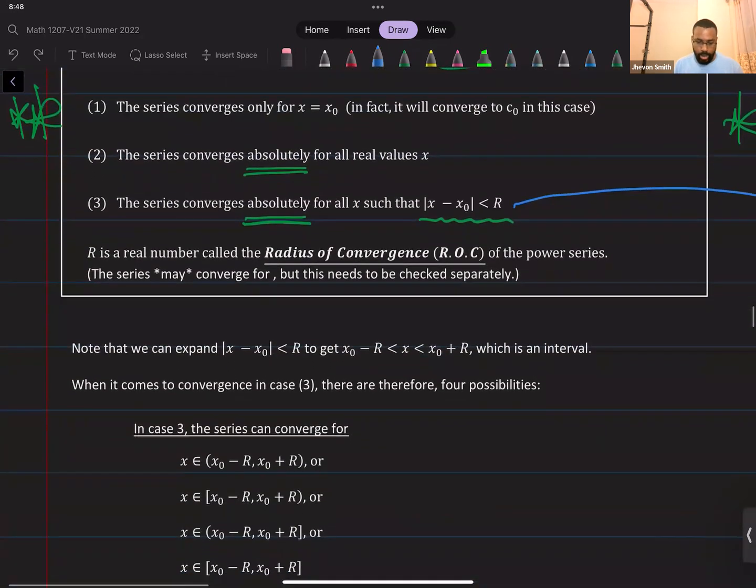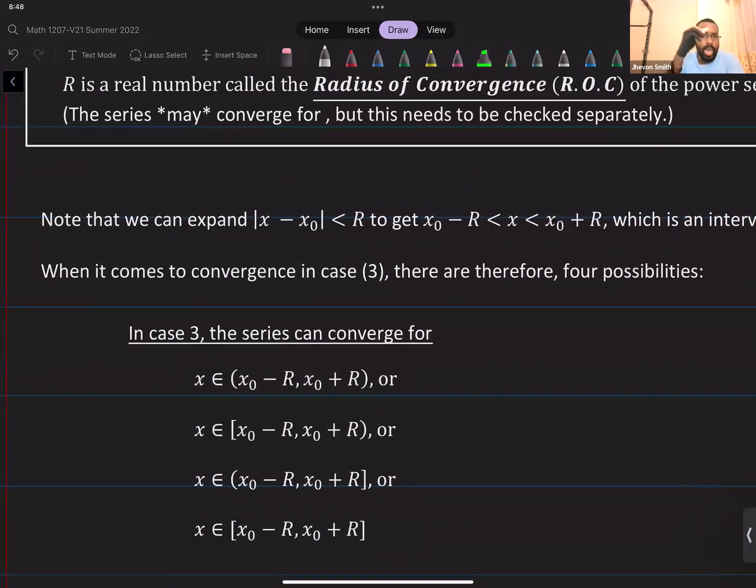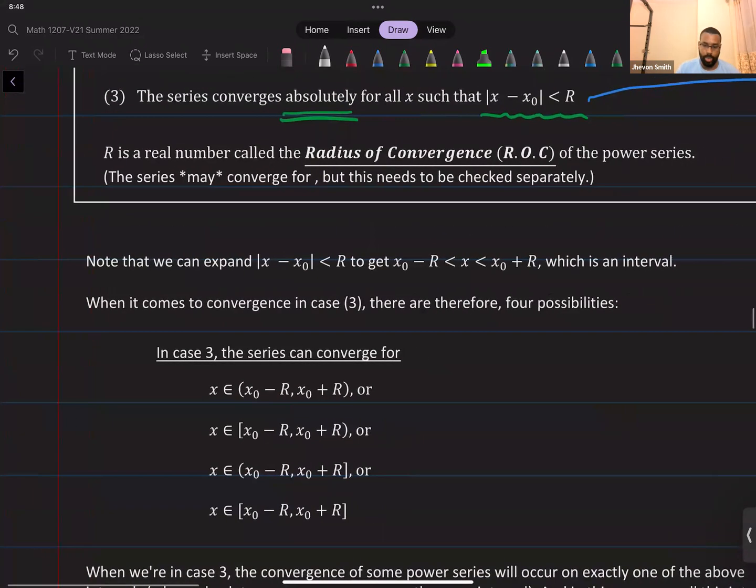So, here is where I expanded the absolute value to talk about what the interval would look like, but we already knew that. And case 3 can have several scenarios. Like I said, the endpoints may or may not be included. So you could have an open interval, or a half open interval where the left side is closed but the right side is open, or the right side closed and the left side open, or you can have both sides closed. Whether or not you're closed, you won't know ahead of time. It's something that you will check for afterwards, right? So that's an important thing.